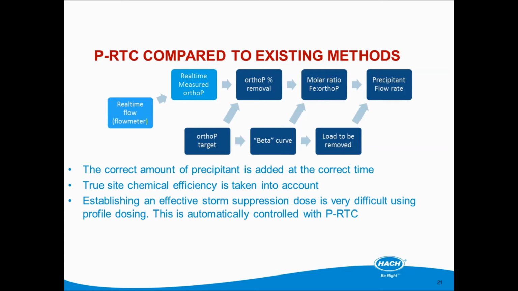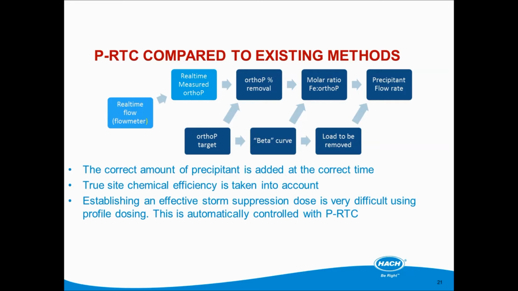By measuring both the flow of sewage entering the plant along with the real-time value of orthophosphate, an RTC system calculates the required dose based upon a number of factors. These being the target concentration required for compliance at the outlet of the works, the biological uptake of phosphorus by the plant, which enables the RTC to calculate the load to be removed, and hence the molar ratio of metal to phosphorus required to achieve the target value at the outlet. This gives a value of the precipitant dose to be applied.